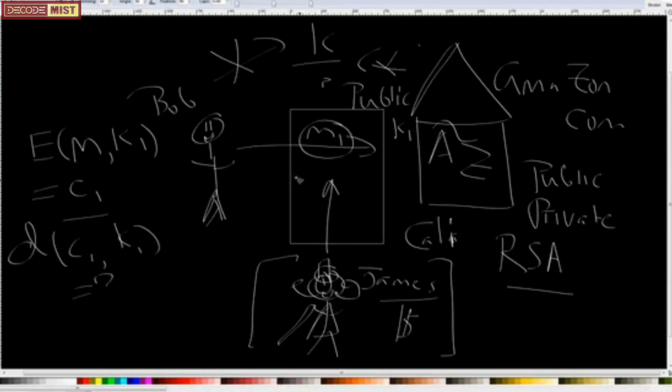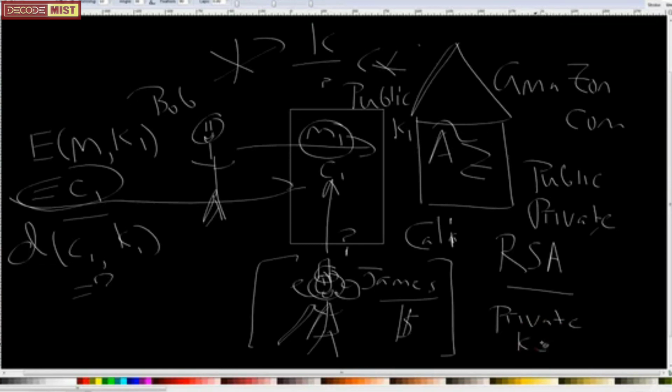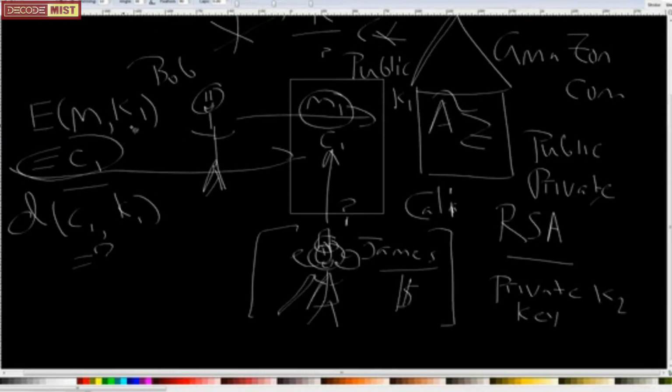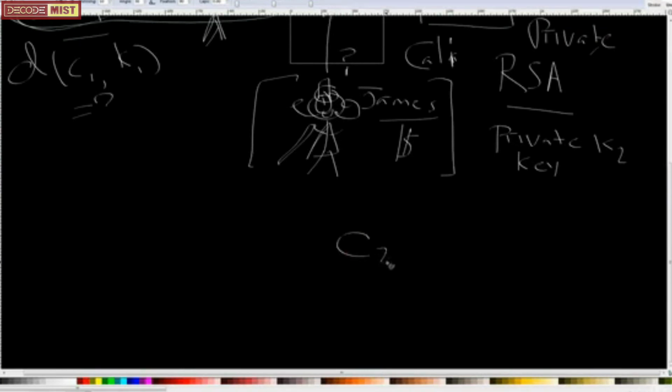Meaning if James were to intercept this encrypted message that's sent across the channel, James would not be able to decrypt it with just the public key. Instead, what we're going to have is a private key right over here. A private key. And this private key, K2, allows somebody who has a message encrypted with a public key to be able to decrypt that message into the original message.